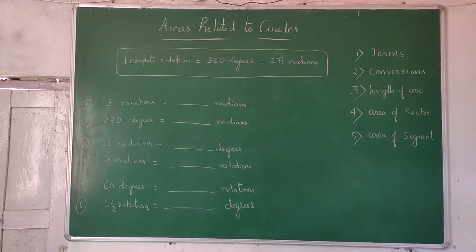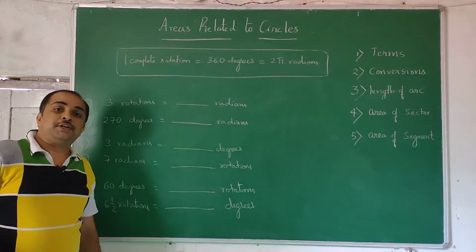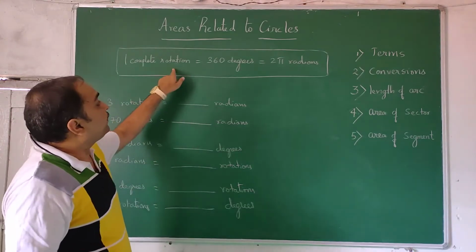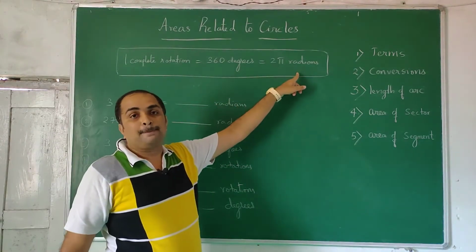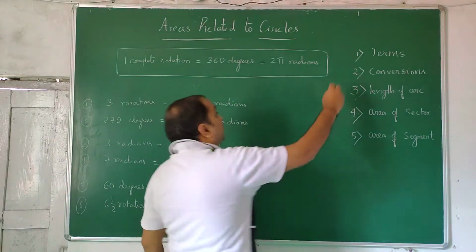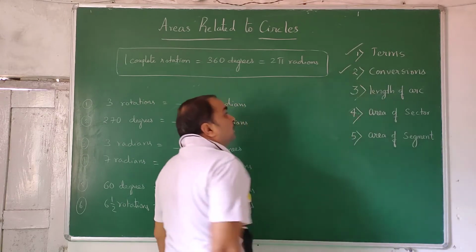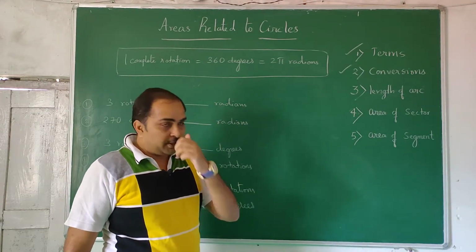Yes, students. One complete circulation or rotation will give you, degrees wise, 360 degrees. That is equal to 2 pi radians. You have to learn this unit conversion by heart. So first part is over, terms are over. Now we are going into conversion. I told what are the terms, and the most important term is radian. What is a radian? Definition you have to learn it.